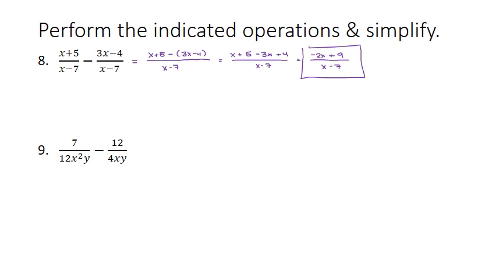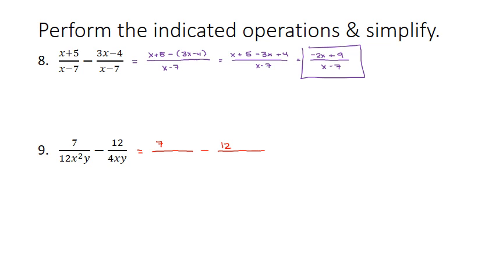Now that was very nice because the denominators were already the same, but a lot of the problems that you're going to see for the rest of today is that maybe they aren't the same. Look at number 9, for example. You have 7 over 12x squared y minus 12 over 4xy. So what I usually do if I'm a student or if I'm teaching this class is that I'm going to break it down. Do step by step. One thing that will not change is that you cannot get rid of the 7 and the 12 on top. But here's what I'm going to do.